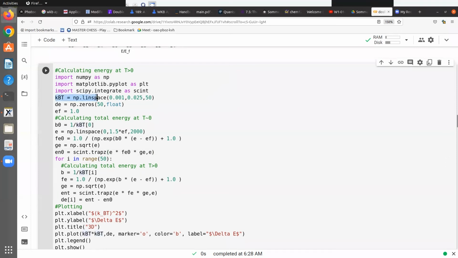This is where we define the temperature range. And this is where we calculate the total energy at a temperature which is very close to 0. Then we run a for loop and we get the total energy at T greater than 0. This is where it is done. Finally, we store the energy difference in some array and then we plot the energy difference as a function of kBT squared. So let us now run the code.